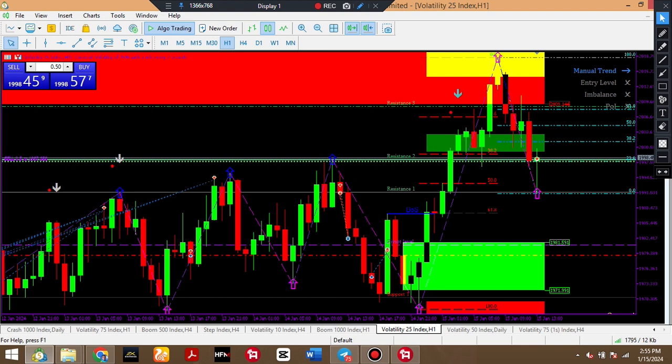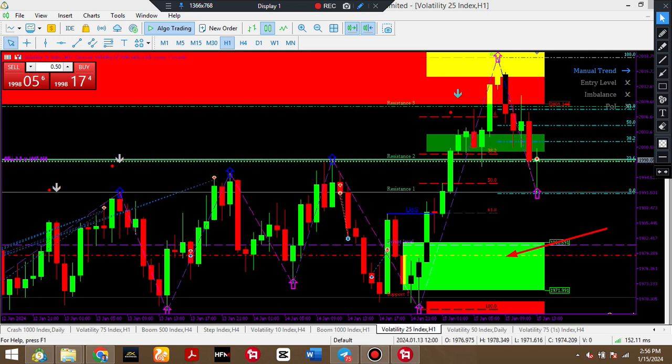So this is where we are anticipating the price will come in before it creates another move towards the upside or downside. So this is the essence of having a system in place to leverage on. You don't need to be the one plotting all these things. The system will do it for you. Let me show you another pair.